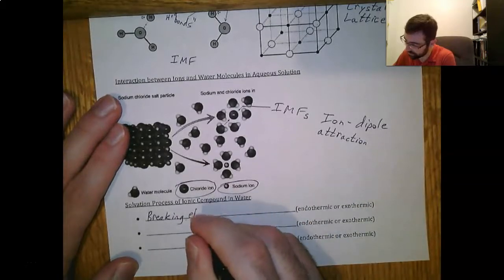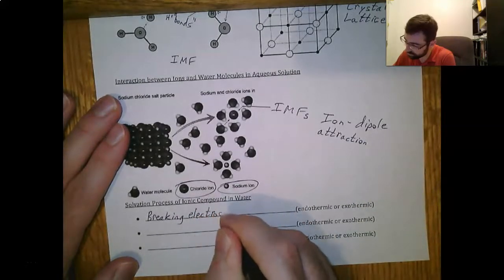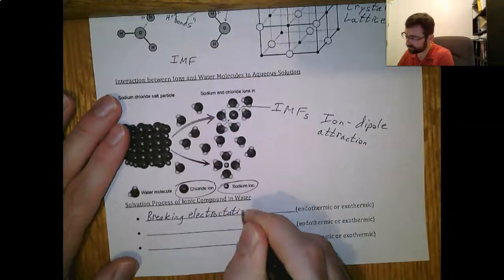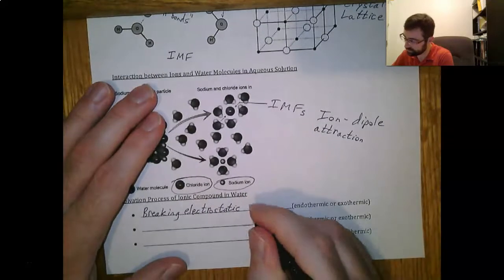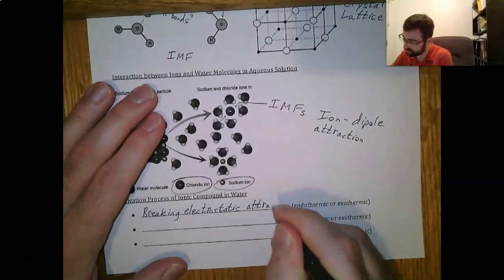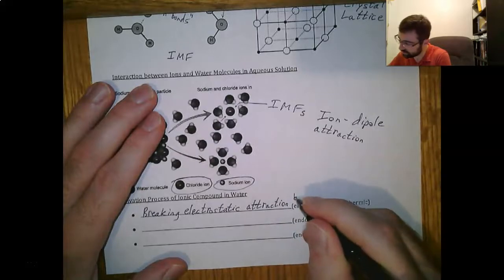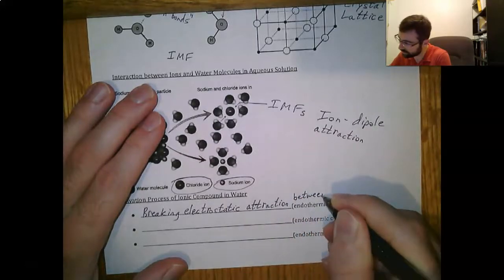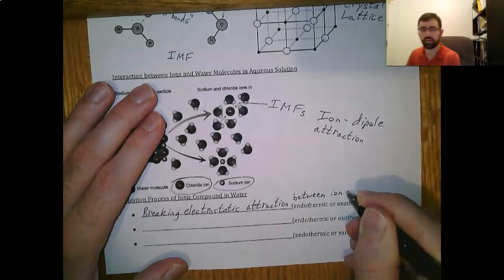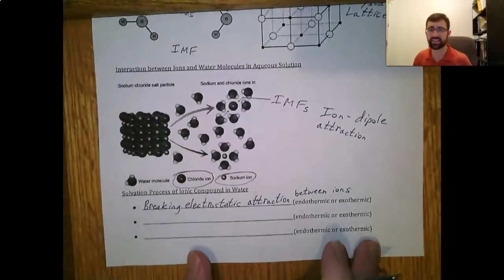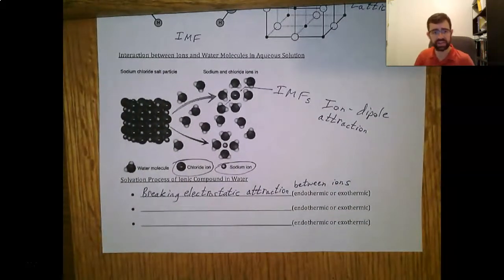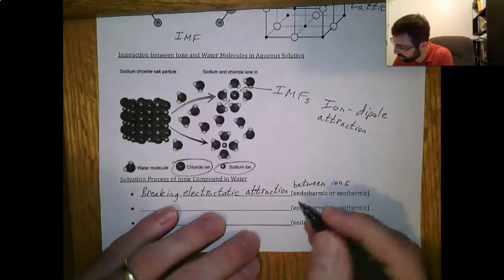Okay, so we're breaking electrostatic attraction between ions. Now that's actually hard to do. That requires energy. Since it takes energy to make it happen, it requires energy. That means it's absorbing energy, so it is an endothermic process.